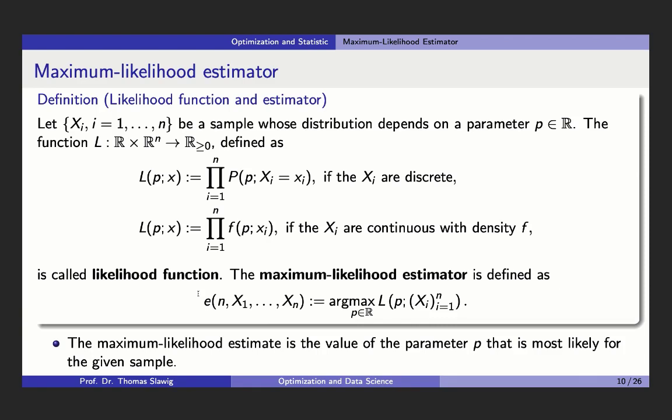So we can say that the maximum likelihood estimate, the result that we get for p, is the value of the parameter p that is most likely for the given sample. Because here we take into account the values of the sample and we maximize with respect to p. This is again a random variable because we insert random variables, and the estimate then is the parameter itself if we put in the realizations of the random sample.